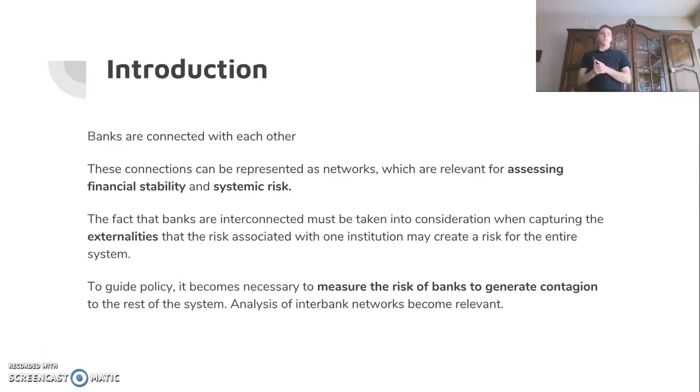We know with the example of the 2008 financial crisis that banks are connected with each other. The survey tells us that the best way to represent this relation is with networks. These are relevant for assessing financial stability and systemic risk. We can compute it by capturing the externalities that the risk associated with one institution may create for the entire system. These networks become very useful if we want to guide policy. In fact, it becomes necessary to measure the capacity of banks to generate contagion to the rest of the system.